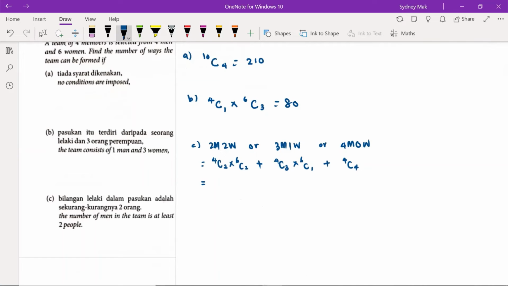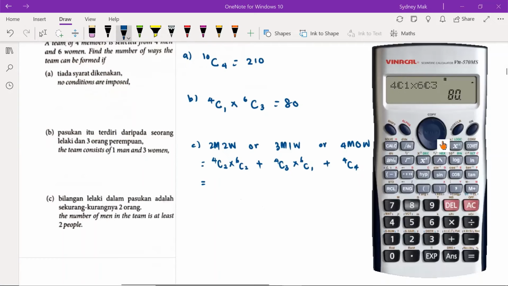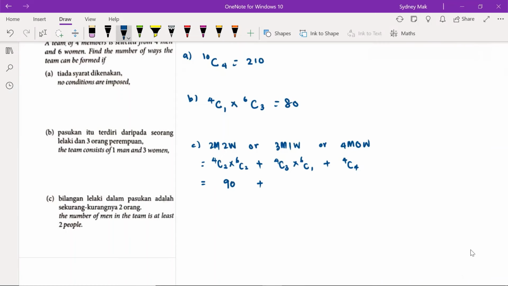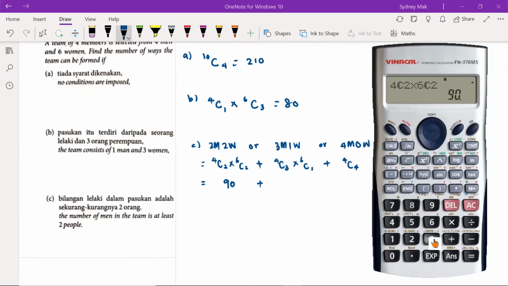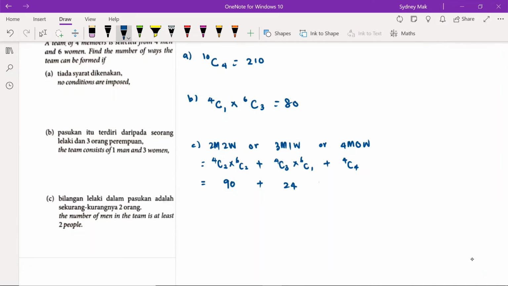So let's get the answer from the calculator. We have 4C2 followed by 6C2, so 90 ways here, plus 4C3 times 6C1, 24 ways. Next we have 4C4, which is actually 1. So let's add all these 3 numbers together. We have 115 ways to make our selection. Okay, that's it for question number 28.